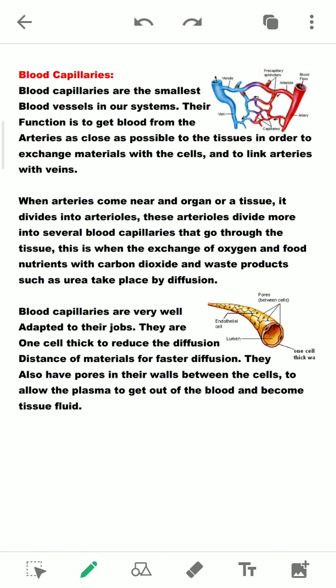The main difference between blood capillaries and the other two blood vessels is that they are very, very small and only one cell thick, so that they can give all the nutrients to the cells easily and take back the waste products. So I hope that you learn a lot in this lecture.